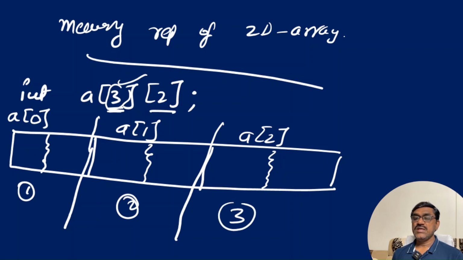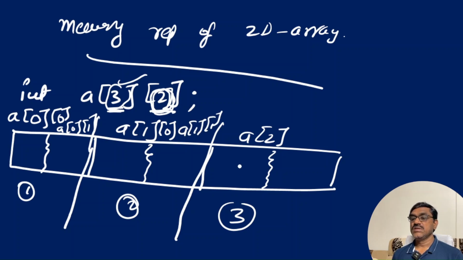Now, in each part, you have to store how many elements? 2 elements. Means how many locations can you divide? 2 locations, the first one and the second one. See, this is the first location of A[0], that is indicated by A[0][0]. This is the second location of A[0], that is represented by A[0][1]. Very, very important. Now, this is the first location of A[1], that is indicated as A[1][0]. This is the second location of A[1], that is designated as A[1][1].